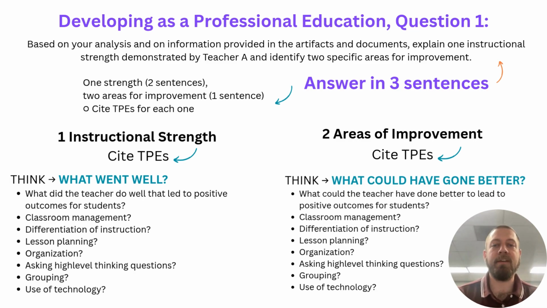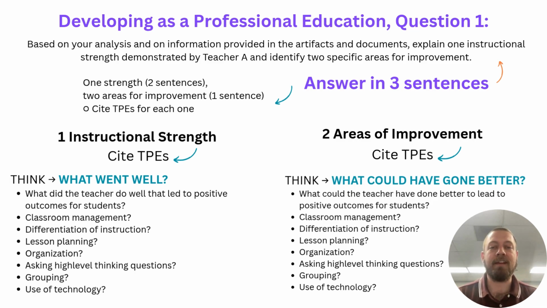Question number 1 from Developing as a Professional Educator. Based on your analysis and on information provided in the artifacts and documents, explain one instructional strength demonstrated by Teacher A and identify 2 specific areas for improvement. So you're going to answer this in 3 sentences, and it almost seems counterintuitive, but you want to make sure that 2 sentences are focused on the strength of the teacher, and then the third sentence is simply going to be the areas that the teacher can improve upon. You're going to go into detail on these areas of improvement later on in your essay.